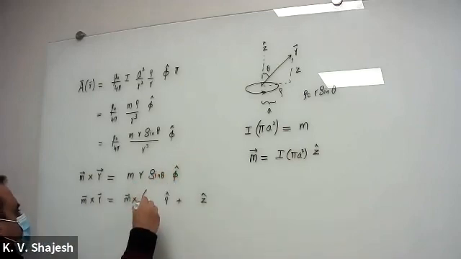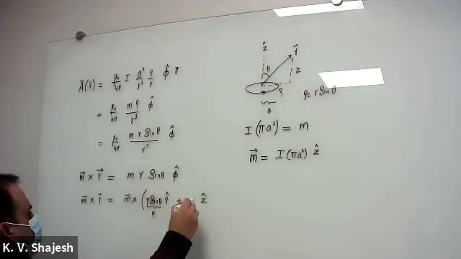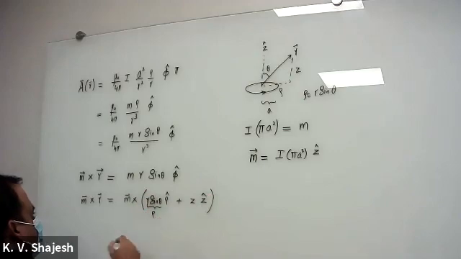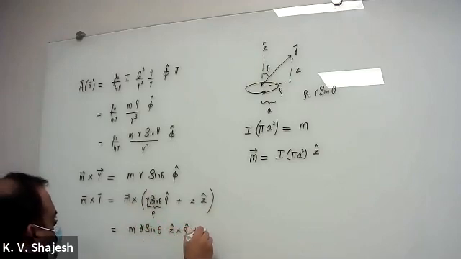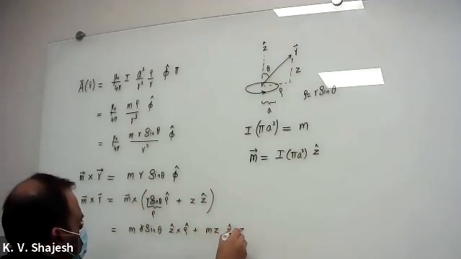How much in the rho hat direction? That's R sine theta, right? So R sine theta, that's your rho if you want, and Z times Z hat. So that's the same as M times R sine theta times Z crossed with rho hat plus M times Z times Z cross Z.